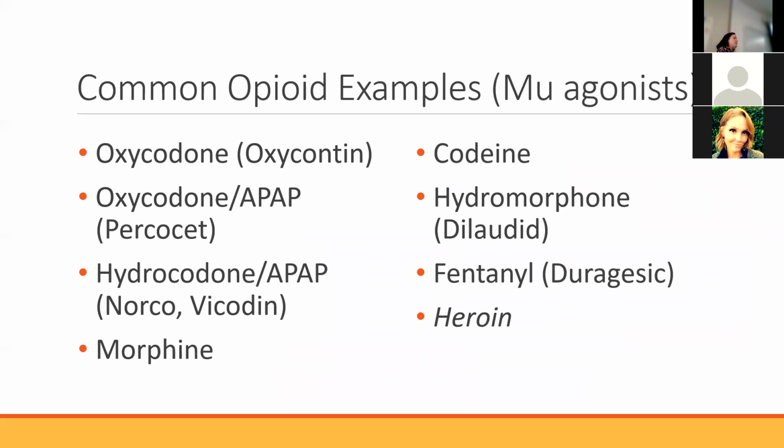Lots of opioids: oxycodone, oxycodone with acetaminophen, hydrocodone with acetaminophen. There's a long-acting plain hydrocodone, morphine, hydromorphone, codeine, fentanyl, heroin. Codeine itself is not active. It gets metabolized to morphine.